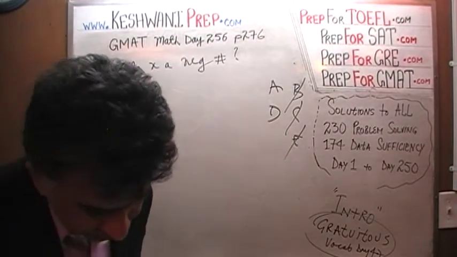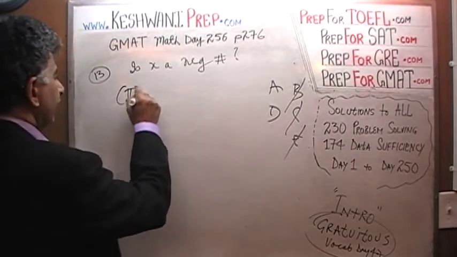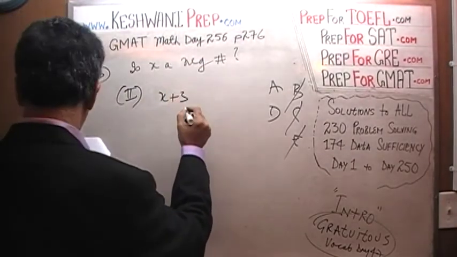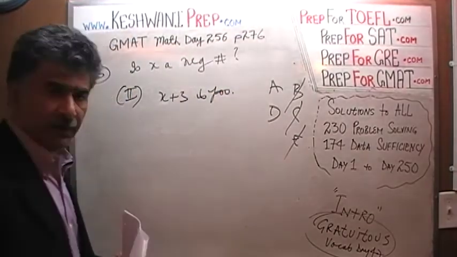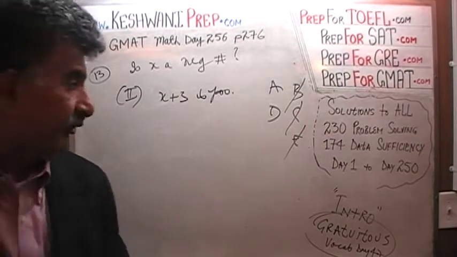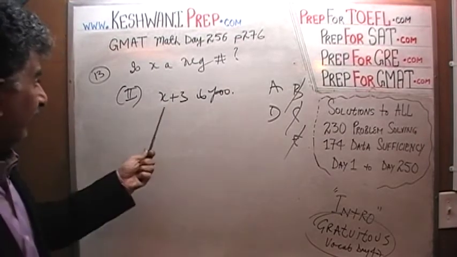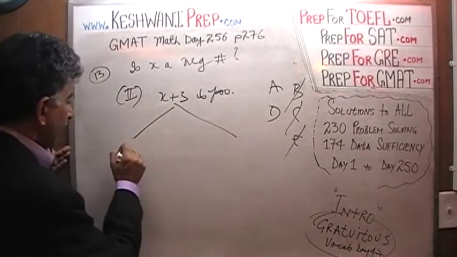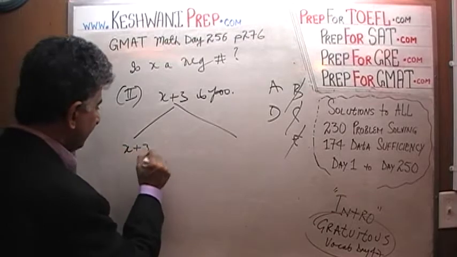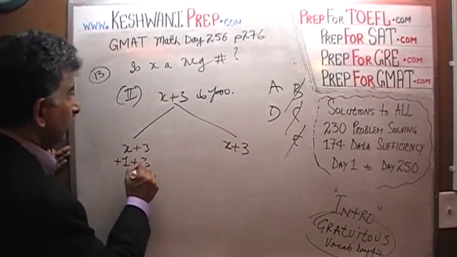In the second statement, they tell us that x plus 3 is positive. Is that enough to be able to answer the question whether x is negative? Well, let's find out. If x plus 3 is positive, we can have two situations. X could be positive 1, and 1 plus 3 is positive.